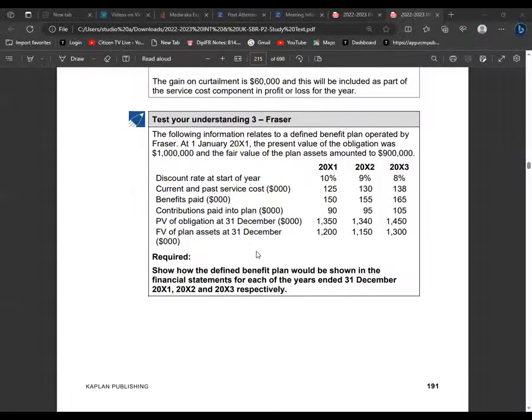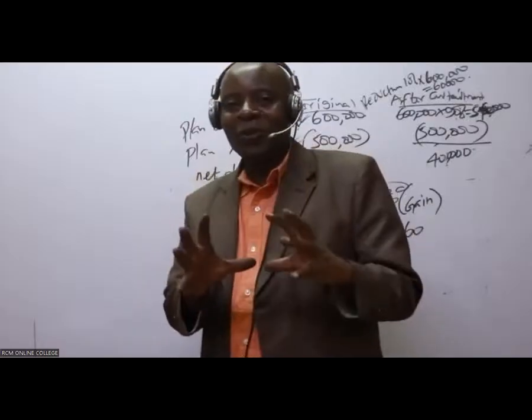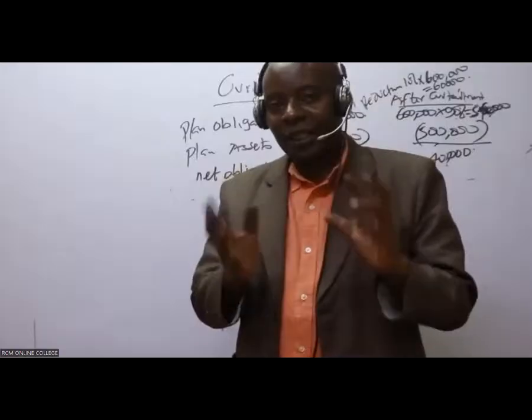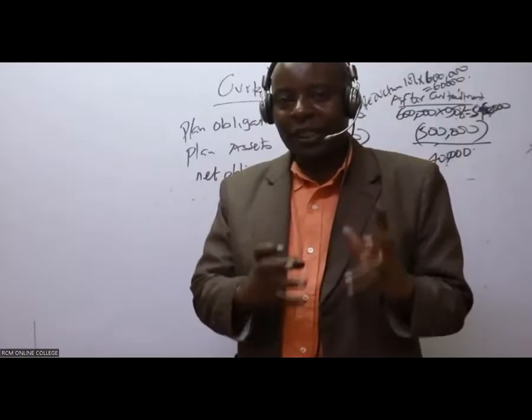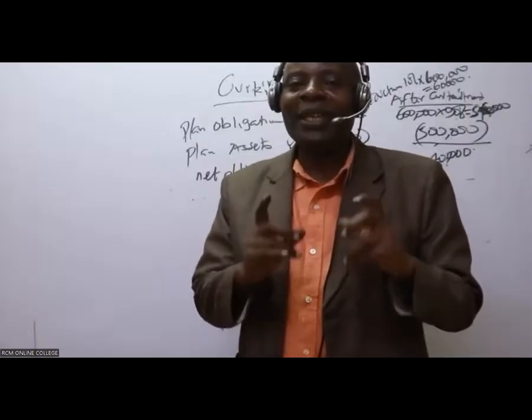So this is very, very important here. The gain on curtailment is 60,000, and this will be included as part of the service cost component in the profit or loss for the year. Actually, I don't even want you to go to the mathematics of this. I simply wanted to bring about, because of theory, this concept of curtailment. For you to know what curtailment is. And for example, if we have gains or losses on curtailment, that we are going to adjust the service cost that we have in the P and L.